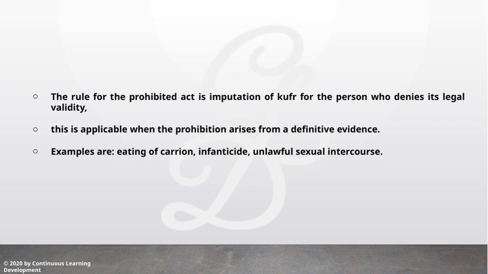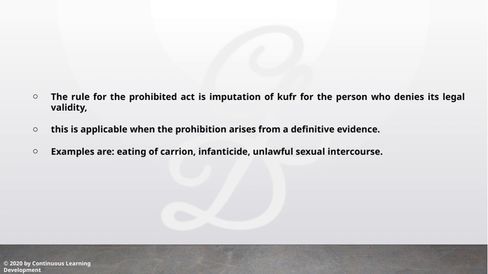These include eating carrion, which is dead meat not slaughtered properly, infanticide, or the killing of an infant, and unlawful sexual intercourse. Understanding this helps us see the importance of adhering to clear and established rulings in Islamic law, especially when they are based on definitive proof. It also highlights the gravity of denying such proven prohibitions, as it can lead to imputing disbelief. This connects to the broader theme of the presentation, emphasizing the importance of respect for established legal rulings and the consequences of denying them.